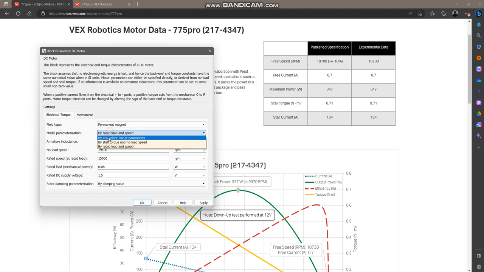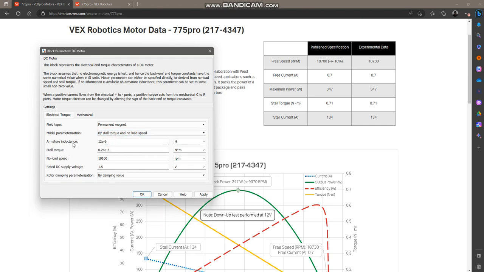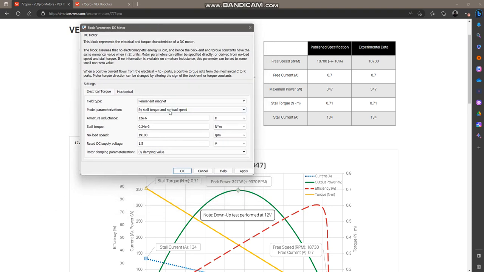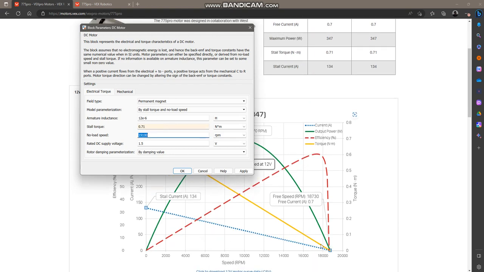Armature inductance is not provided. Let's check out approach 2. Once again, it requires armature inductance as well. Stall torque, no load speed, and rated DC voltage supply are quite directly available. So I think approach 2 would be more suitable, but you may be able to work out approach 3 as well. But 2 would be easier. So let's stick with 2. Leave armature inductance as is for now. So stall torque would be 0.7 Newton meters. No load speed would be what's over here.